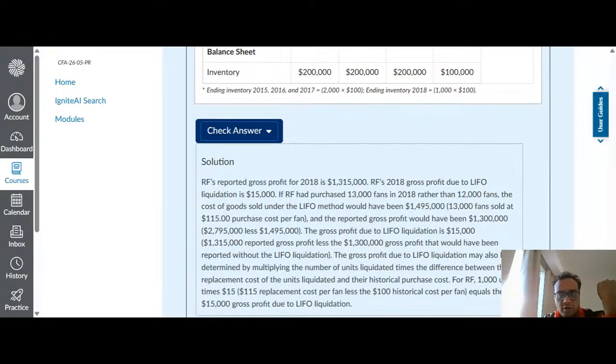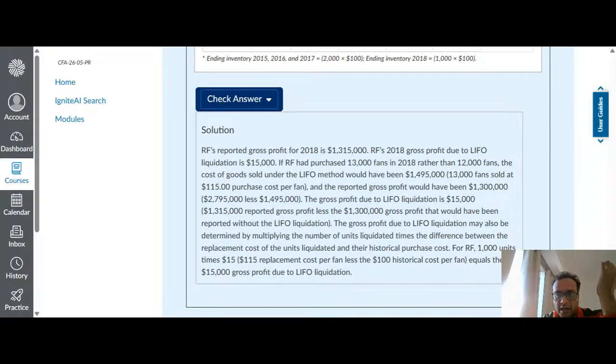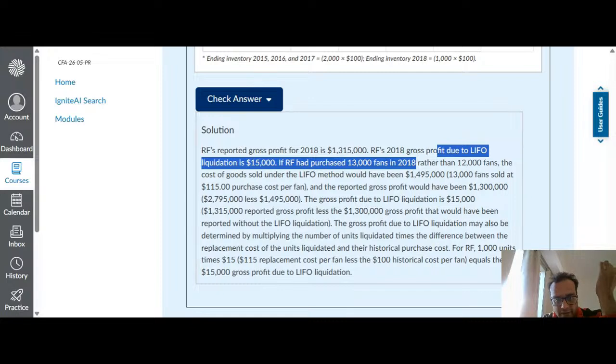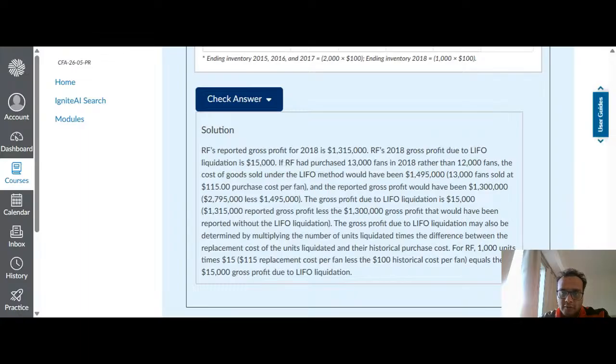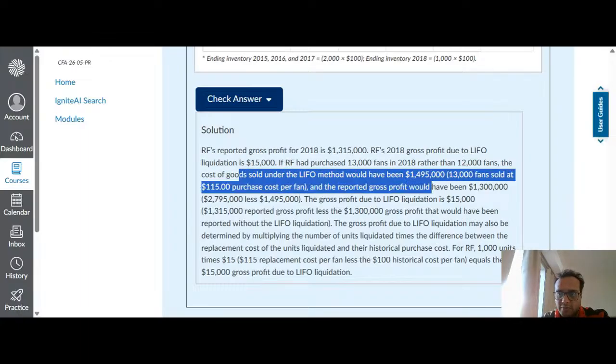RF's reported gross profit for 2018 is as computed, and the gross profit due to LIFO liquidation is 15,000. Had it purchased 13,000 in 2018 rather than 12,000 fans, the cost of goods sold under LIFO would have been 149, and reported gross profit would have been 13,000. Perfect. Understood.